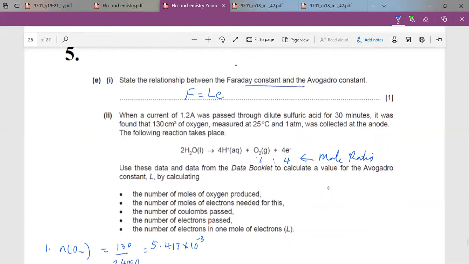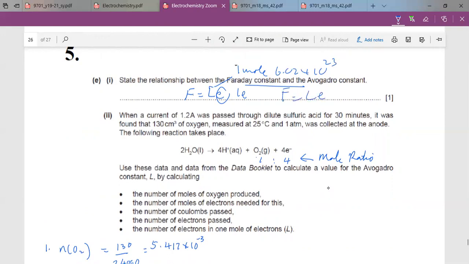Remember, Faraday is the amount of charge for 1 mole. This e is for 1 electron. This is for 1 mole, which is 6.02 times 10 to the power of 23. So this one here, F equals L times e.